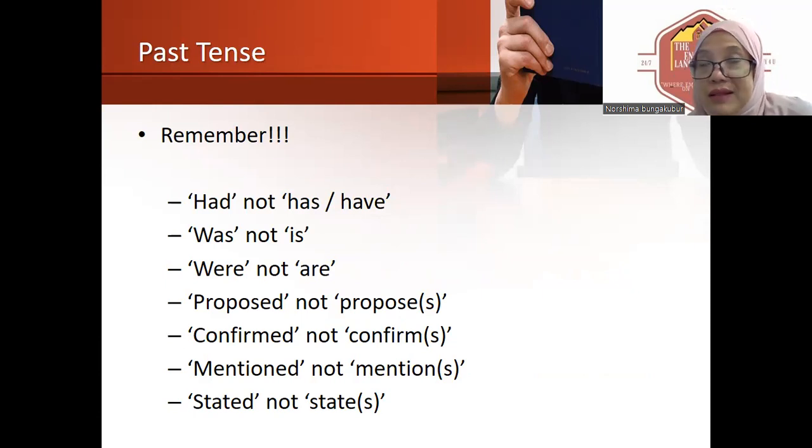Past tense, remember, yeah, in minutes of meeting, you should always use the past tense. Yeah, because you write the minutes after the meeting. The meeting has taken place. It has happened. Okay. Use had, not has or have. Okay. Use was instead of is. Use were instead of are. Proposed, not propose or proposes. Confirmed, not confirm or confirms. Mentioned, not mention or mentions. Stated, not state or states. Okay.